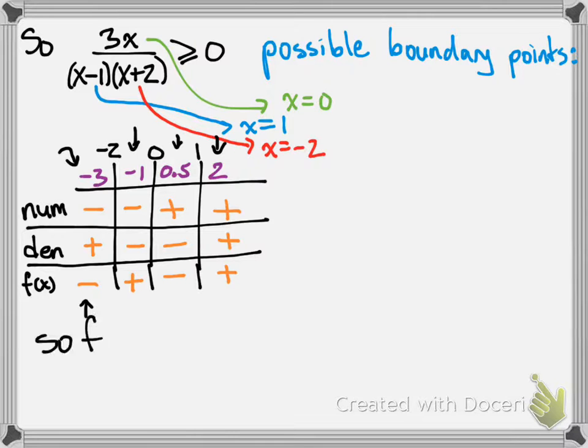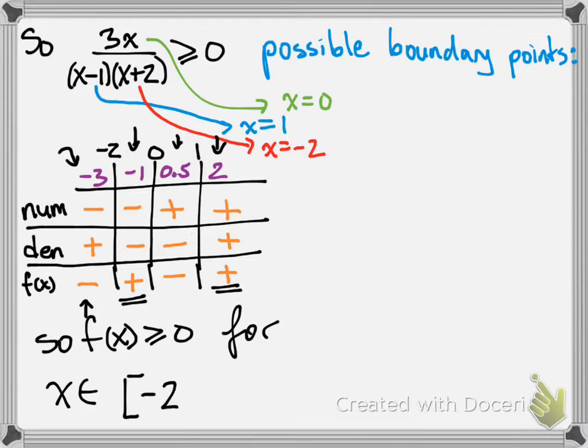So that means we can make a conclusion. f of x is greater than or equal to 0 for x values in the set. Now we're looking at these intervals because that's what made f of x greater than or equal to 0. And I'm going to use square brackets because it's inclusive. So we're looking at -2 to 0, that's the first set, and then 1 to infinity, that's the second set. Alright, so that's solving rational equations and inequalities. So please look back at these examples if you need to, and we'll talk about them in class tomorrow.